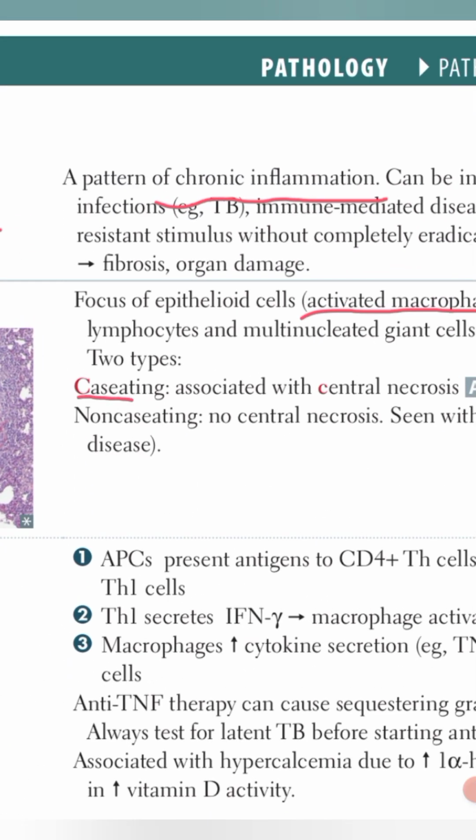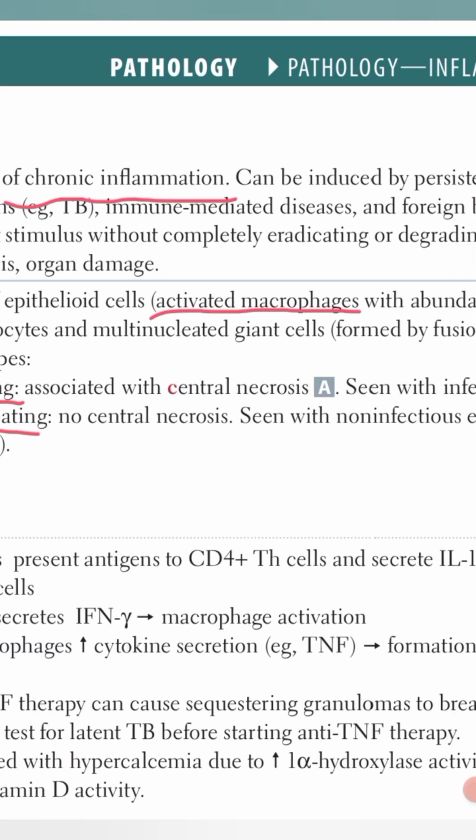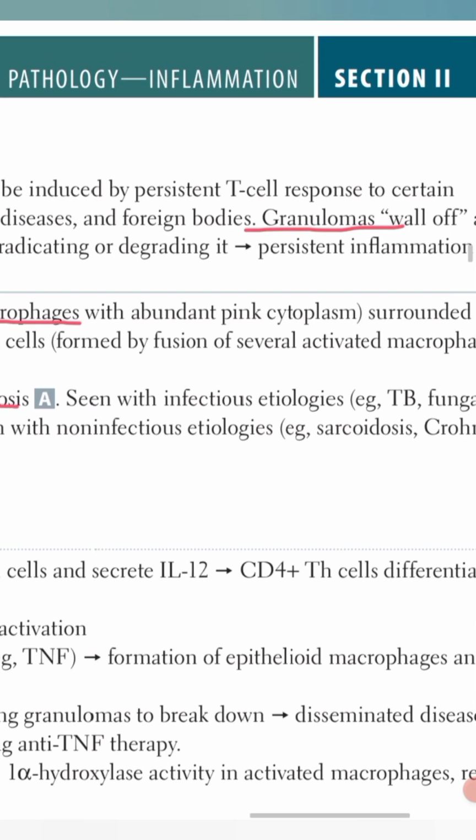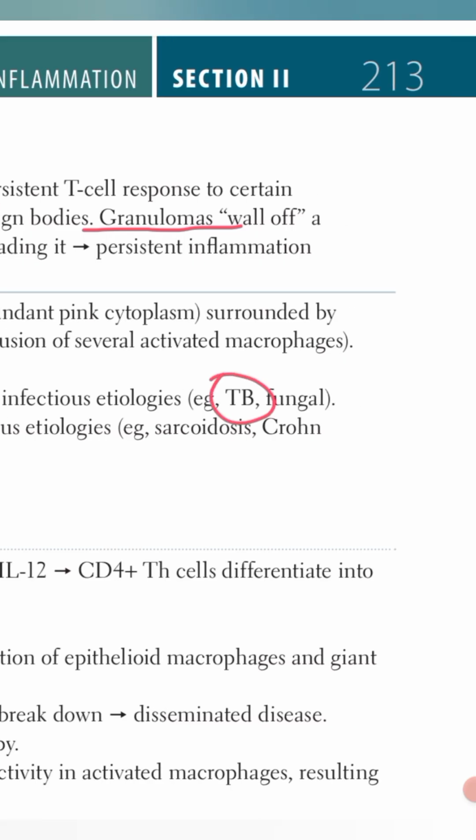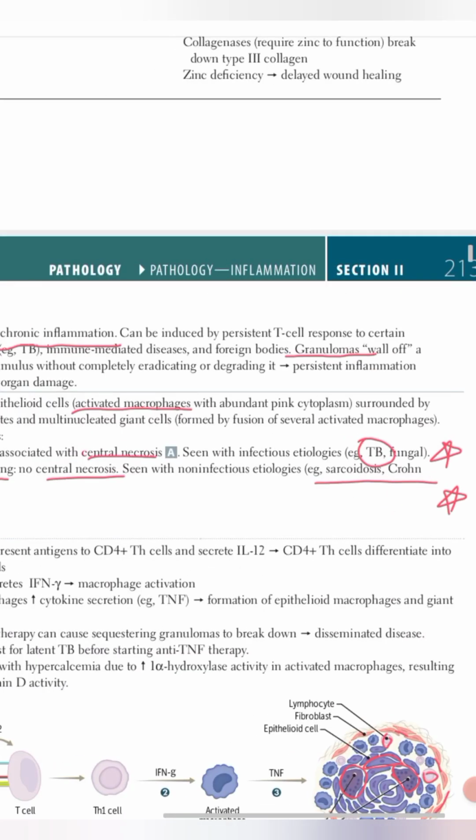In caseating, there will be central necrosis, while in non-caseating there will be no central necrosis, and their examples are important, like caseating is seen in TB and non-caseating is seen in sarcoidosis and Crohn disease.